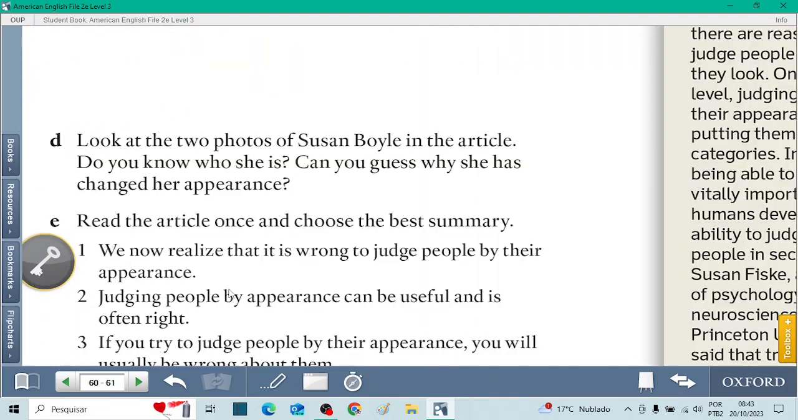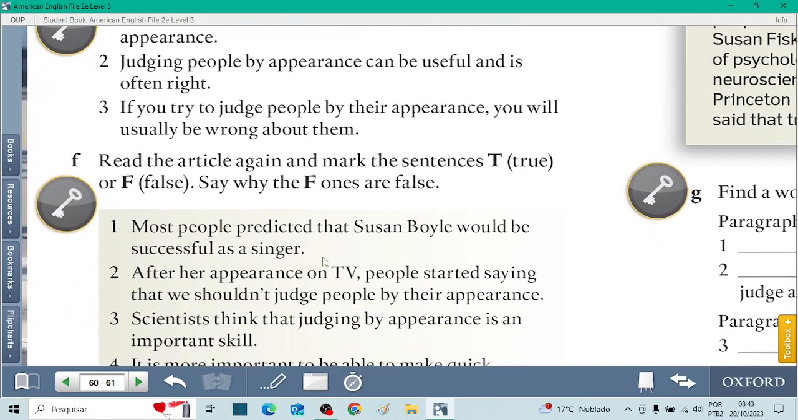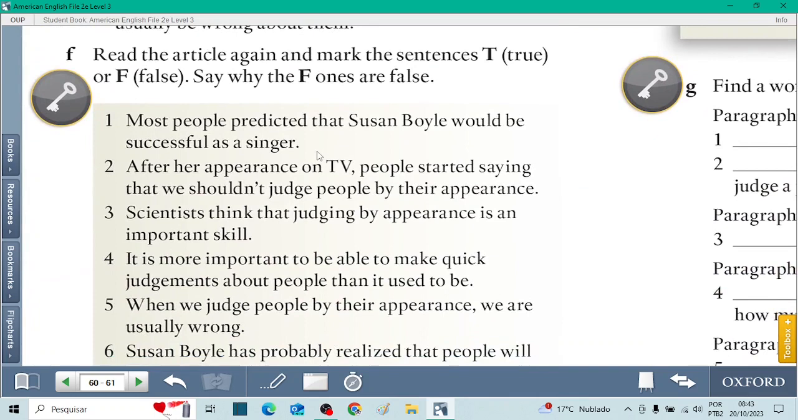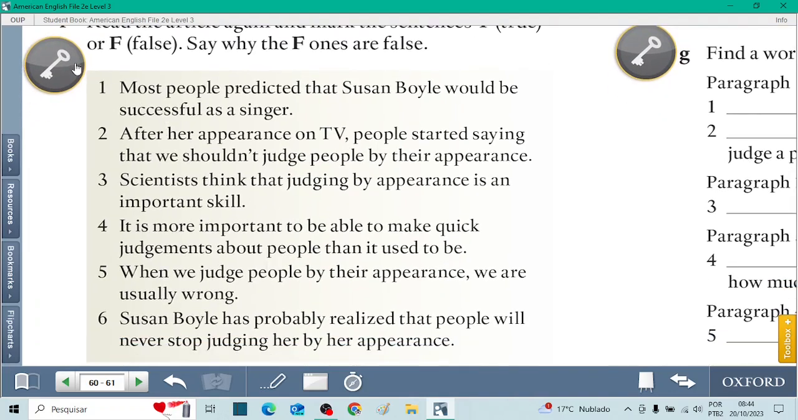Okay, so E. Read the article once and choose the best summary for it. Here we have the options. Okay, let's check your answers. Now, letter F. Read the article again and mark true or false for these sentences and say why the false sentences are false. Checking your answers.